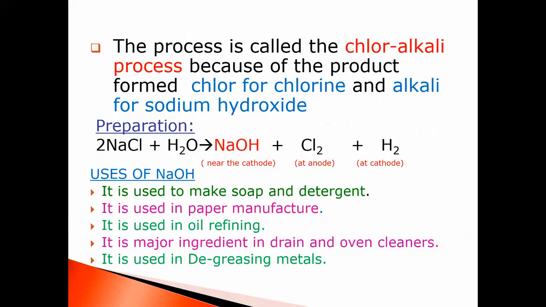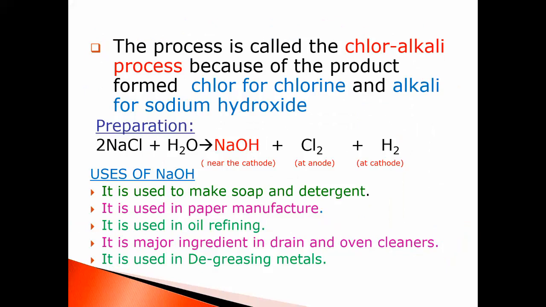This process is also called chlor-alkali process because in this process the products formed are chlorine and an alkali, NaOH, sodium hydroxide. Hydrogen gas is also evolved at the cathode.